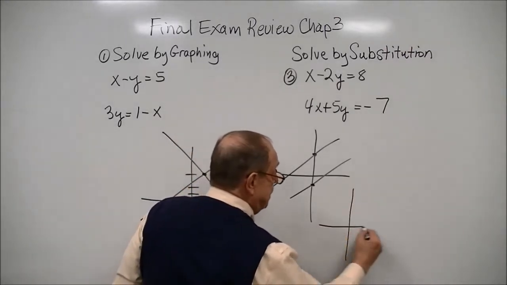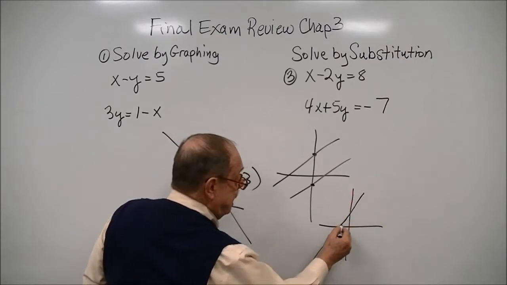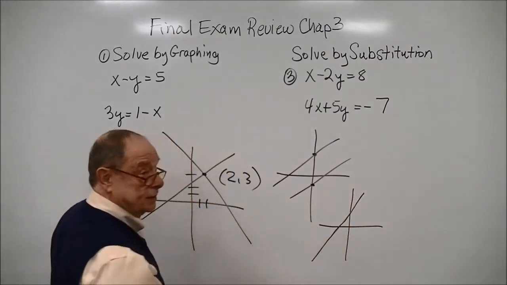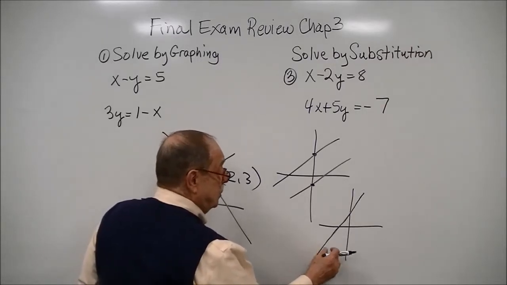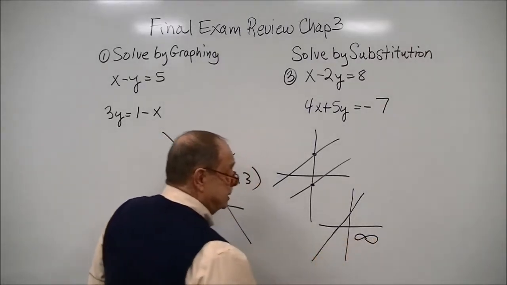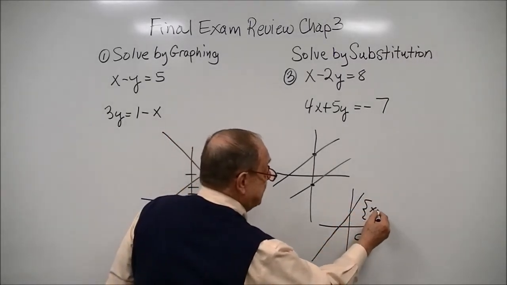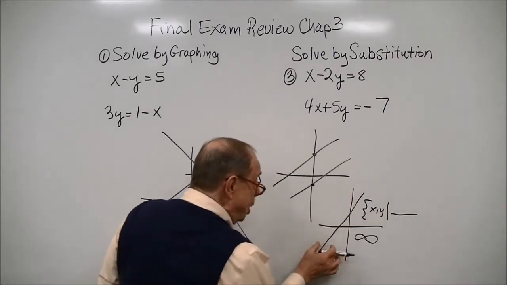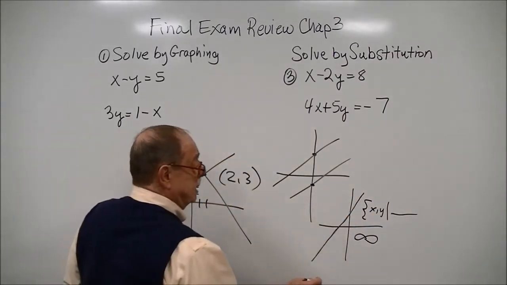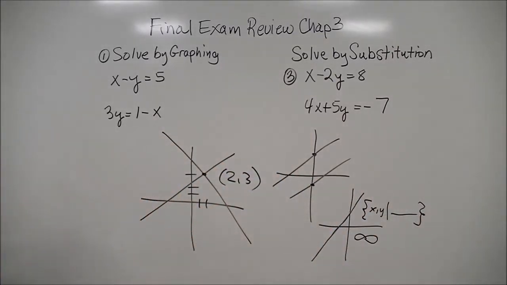And the third one was if we drew the first line and then drew the second line, and that was right on top of the first, then we said they were consistent, but there were an infinite number of ordered pairs as solutions, and we would write that as {(x, y) such that} you just list one of the equations. So this is sort of the background of what's going on as we look at this.